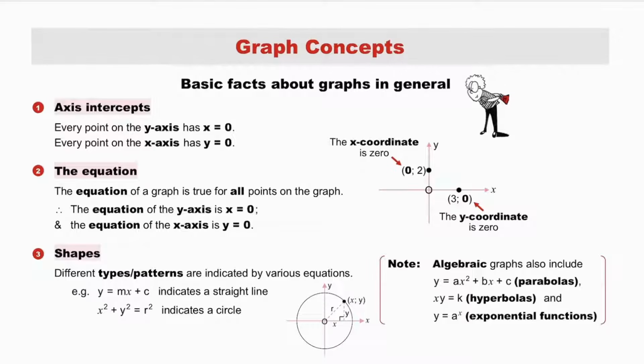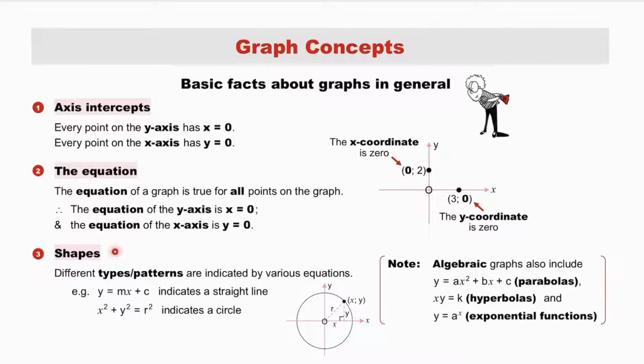The equation of a graph is true for all points on the graph. It is the condition obeyed by all points on the graph. And so the equation of the y-axis is x equal to 0, because that is true of all points on the y-axis. And the equation of the x-axis is y equals 0. Again, that is true of all points on the x-axis.